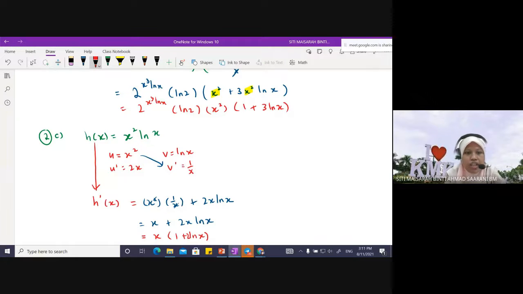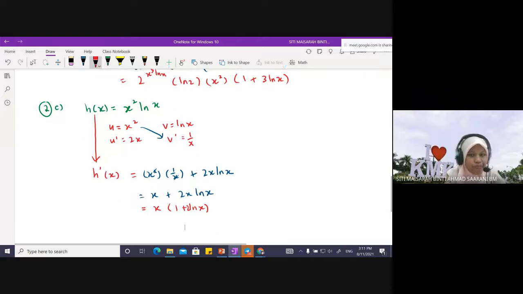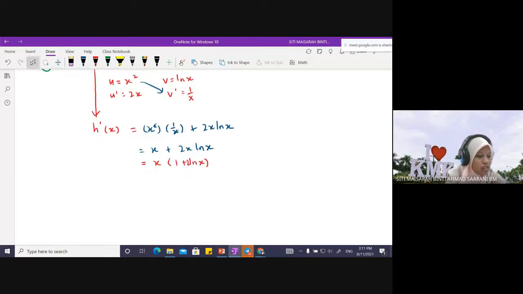Then for question D. The given function is y equals sin x cos 3x. This is a combination of sin x and cos 3x, and the operation here is multiplication. So this is the product rule. To differentiate this one, you need to apply the product rule.